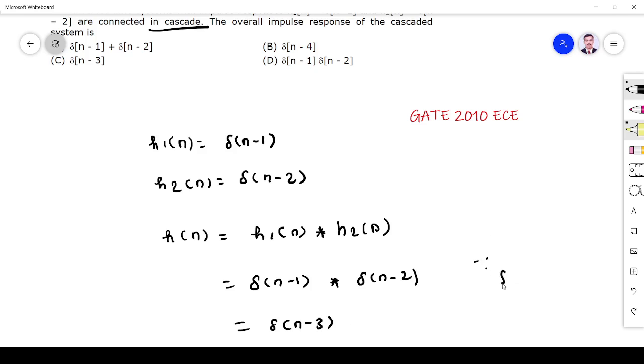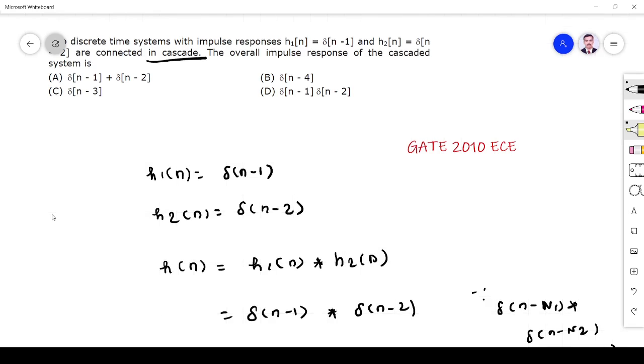Because the property of impulse convolution is, del of n minus n1 convolved with del of n minus n2 is equal to del of n minus (n1 plus n2). So the answer is del of n minus 3. Option C is the right answer.